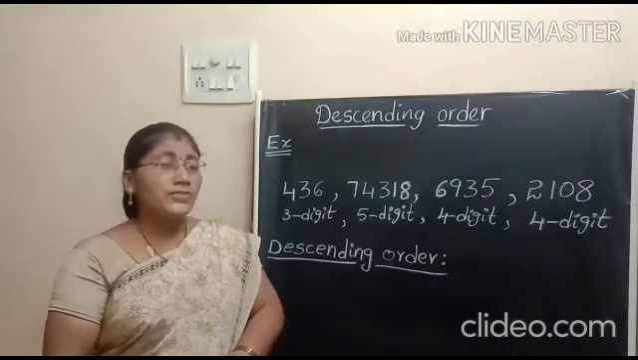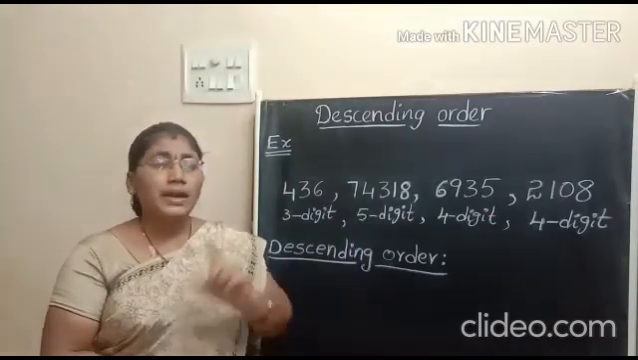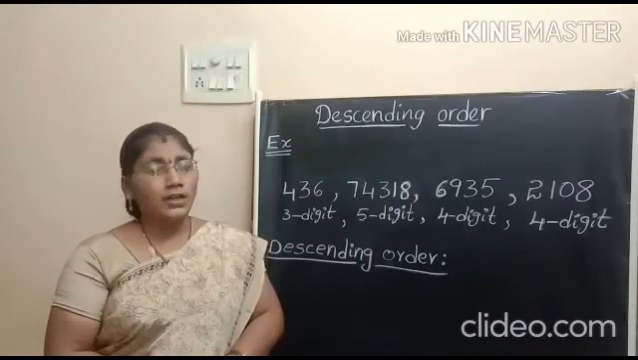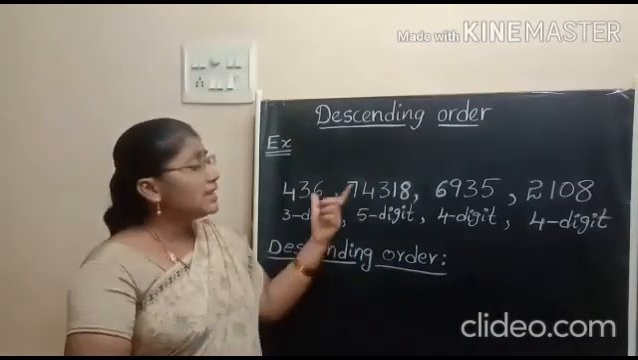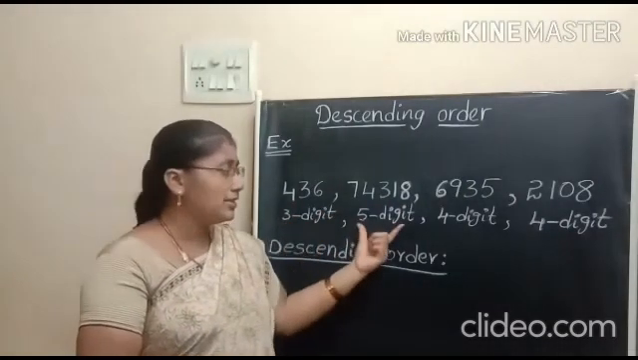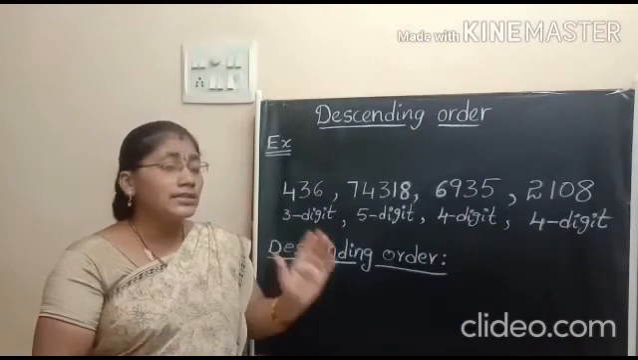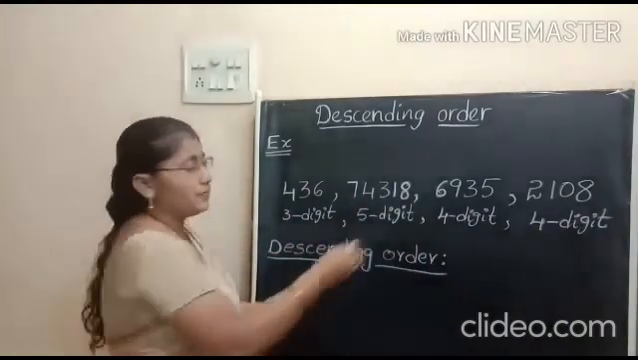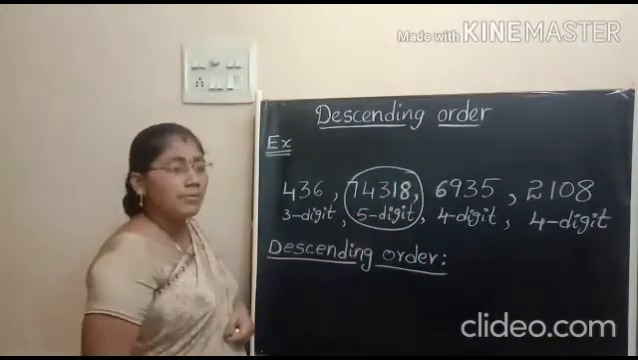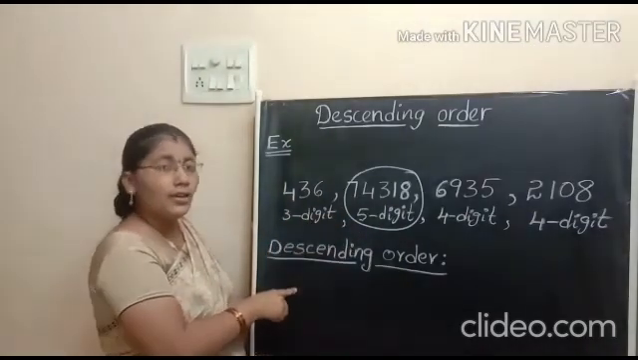Out of this, first we should identify which is the greatest number. Actually, the number with more digits is the greatest number. Already we know that. So, which is the greatest number here? First number is a 3-digit number, then a 5-digit number, a 4-digit number, again a 4-digit number. So, the biggest one, the greatest number, is the 5-digit number. This is the greatest number among these numbers. So, we should write that number at the first position of descending order.